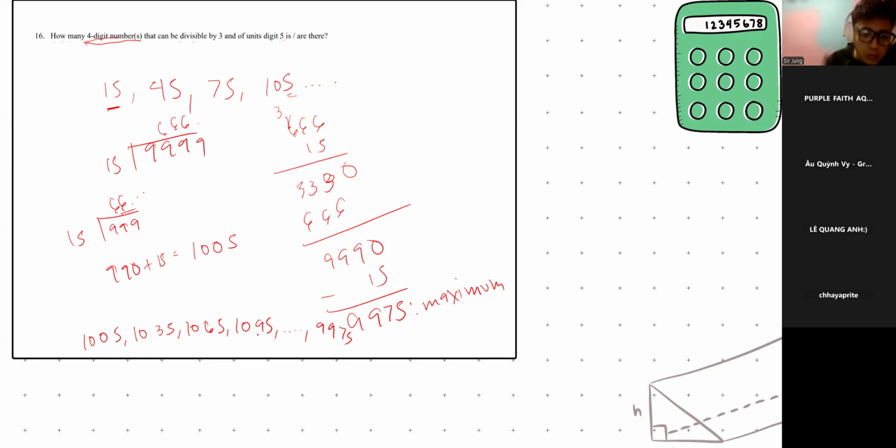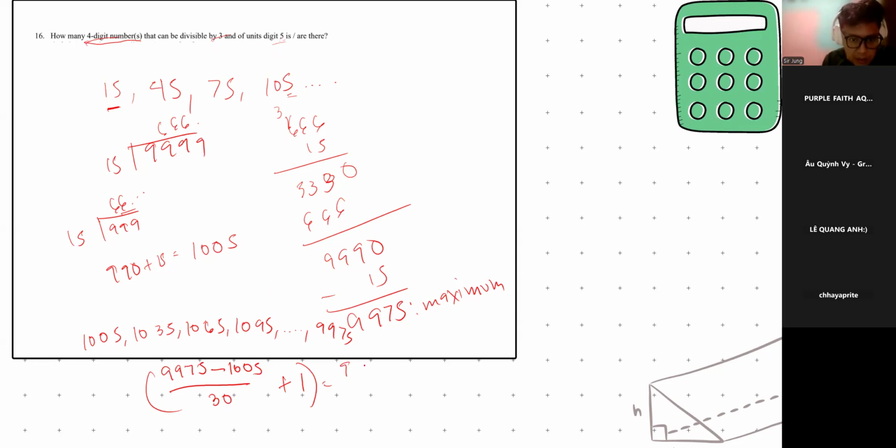So we need to know how many numbers there are starting from 1005 up until 9975, right? So how do we do that? We need to get the number of terms: 9975 minus 1005 divided by 30 plus 1. That should be the number of numbers that are divisible by 3 and have a units digit of 5.